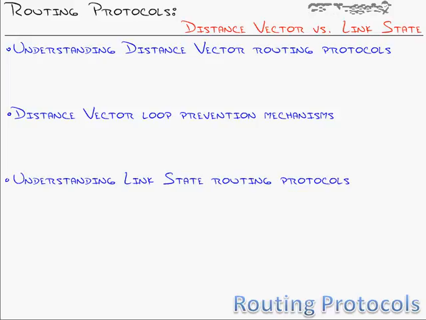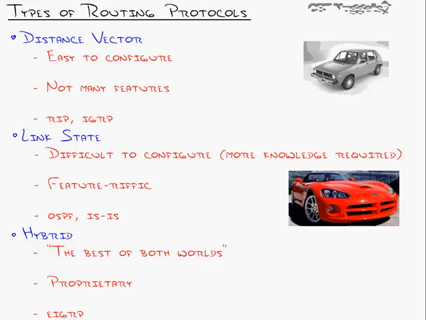When we were in ICND1, we talked about RIP and we said this is what it does, but we really didn't see the dark side of the RIP protocol. That's what we'll look at as we see the loop prevention mechanisms. We'll then move into the link state routing protocols and what they're all about. We'll first start off with a little bit of review from the ICND1 world as we talk about the two umbrellas of routing protocols that exist, distance vector and link state.